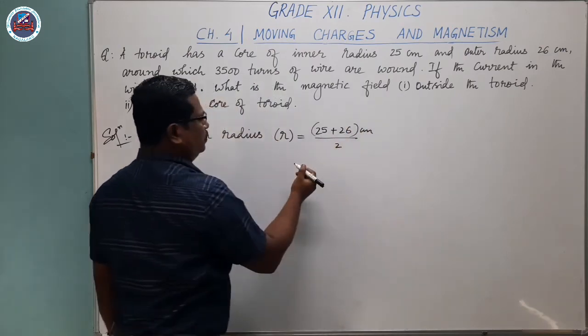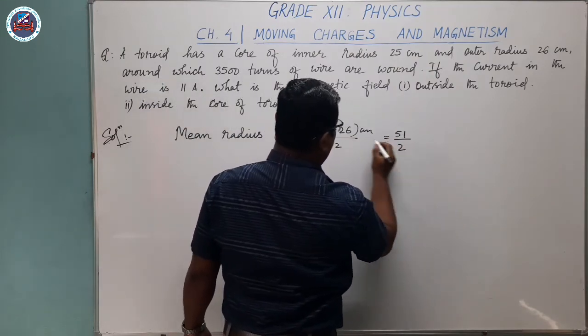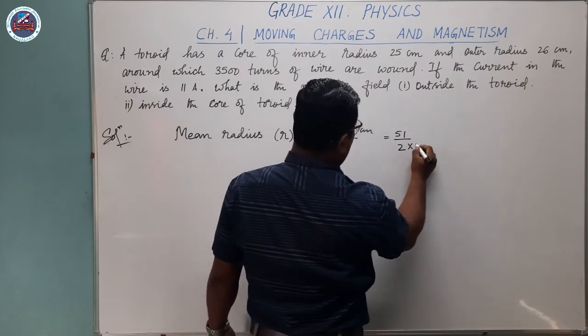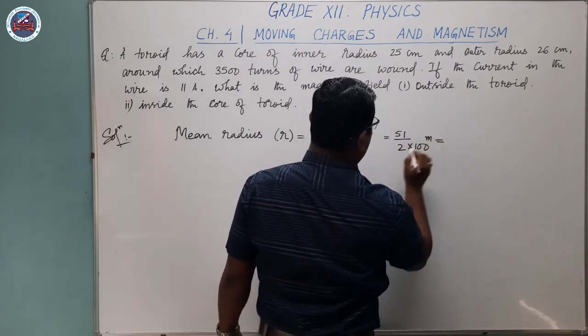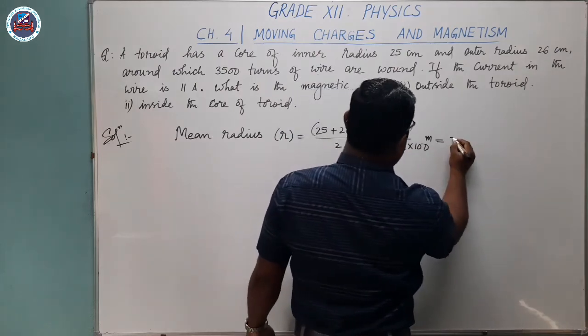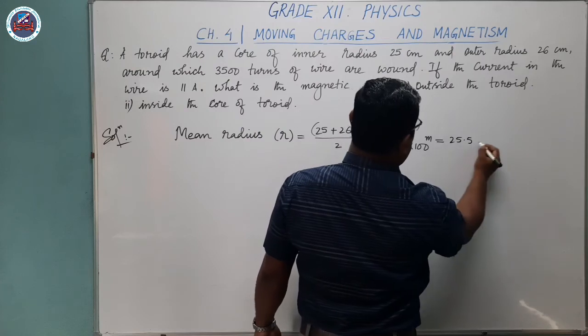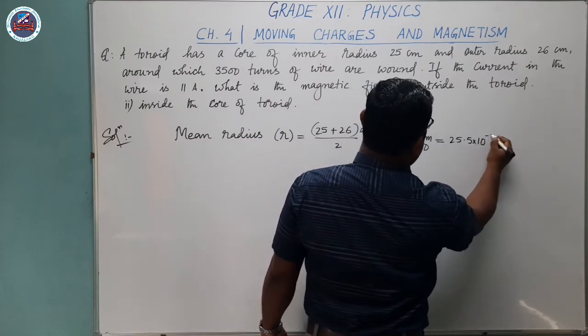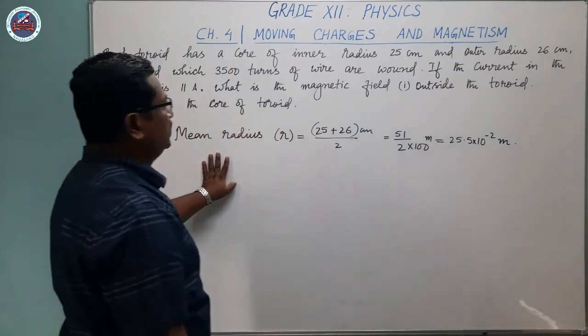It is 51, 51 divided by 2. Centimeter we will change into meter, divided by 100. Then it will become meter here. 51 by 2 is 25.5, times 10 to the power minus 2 meter. Like this, we'll find out the mean radius first.